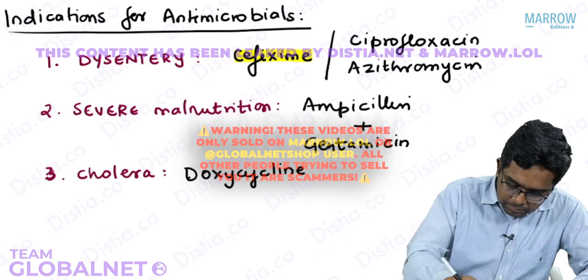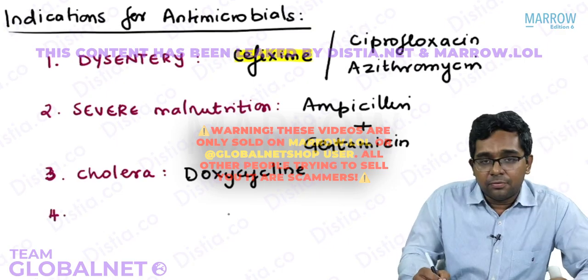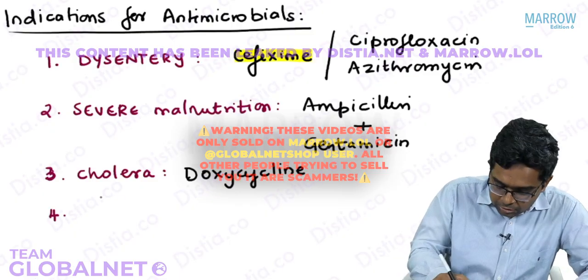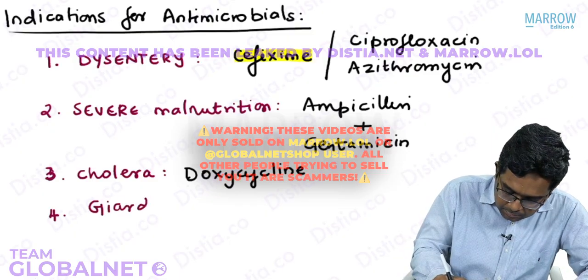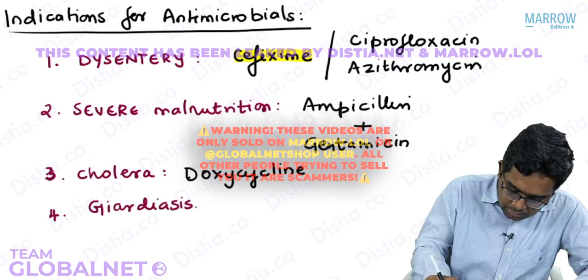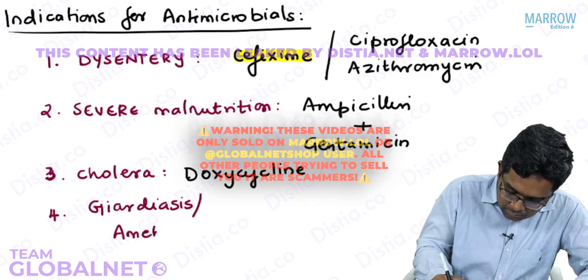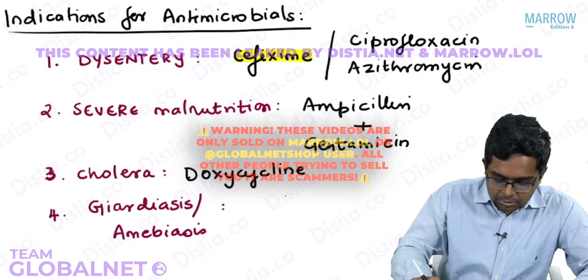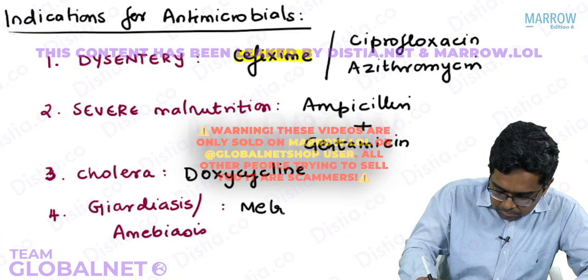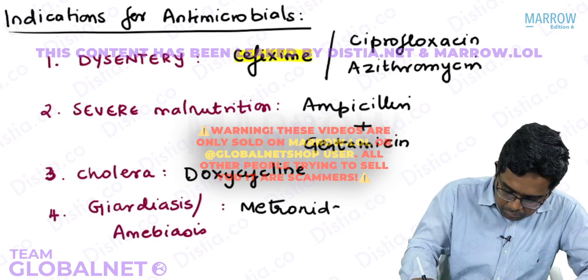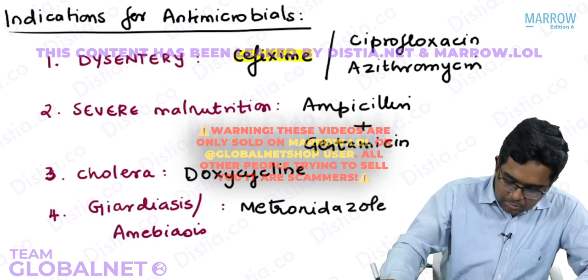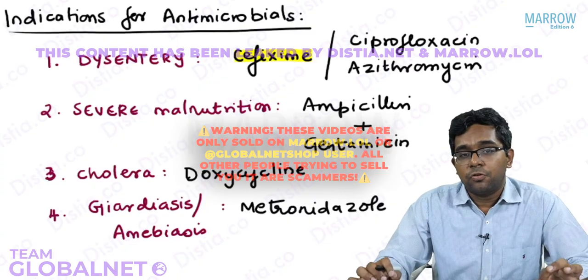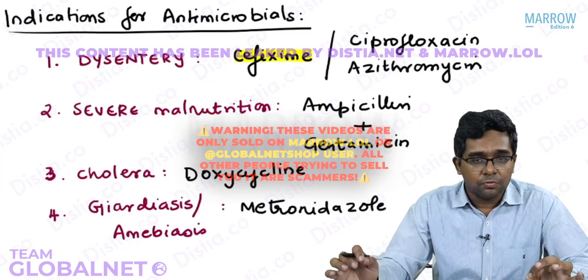And finally, if there is a proven case of giardiasis or amoebiasis, what drug can help in the management? It is metronidazole. These are the indications for antimicrobial usage in a case of diarrhea.